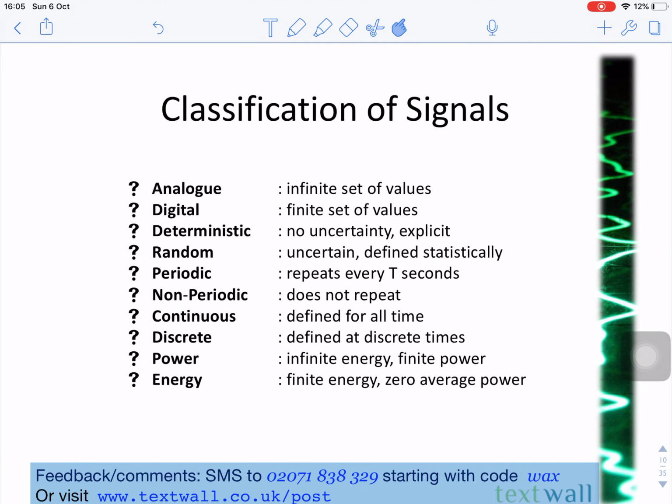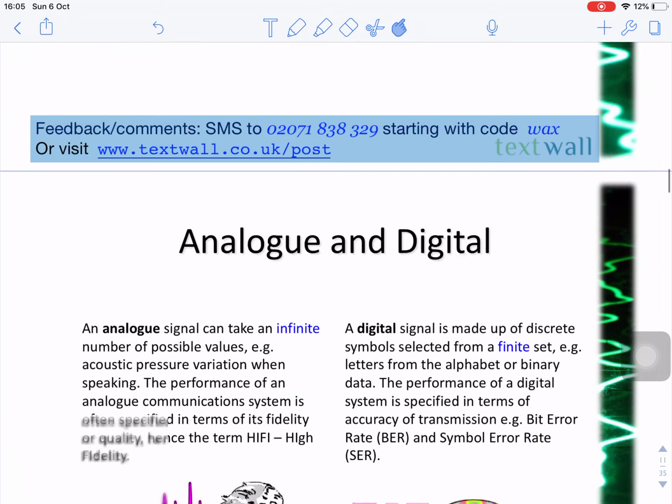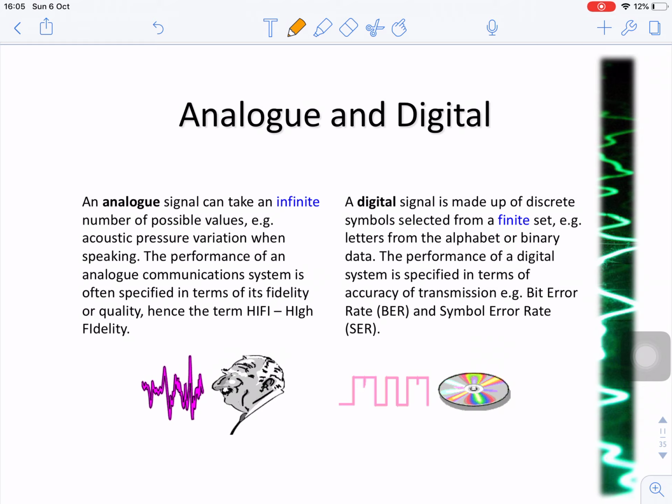Then we are going to talk about the classification of signals to determine what is analog, what is digital, and what is deterministic, random, periodic, non-periodic, continuous, discrete, power, and energy. So analog and digital. An analog signal can take an infinite number of possible values, and a digital signal is made up of a finite number of values.